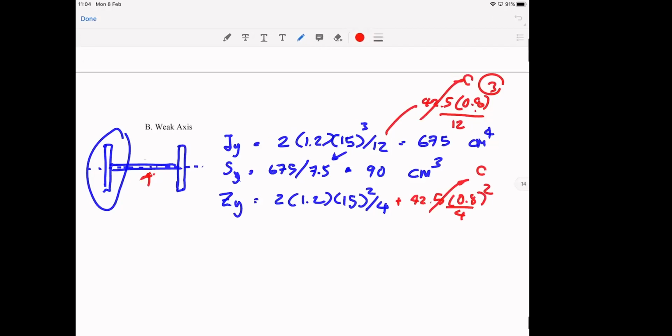All right. Let's say now Zy is equal to 135 cubic centimeter. So I can calculate a shape factor in the y direction, which is Zy divided by Sy, that becomes 135 over 90 or 1.5. Wow, isn't that the shape factor of a rectangle?